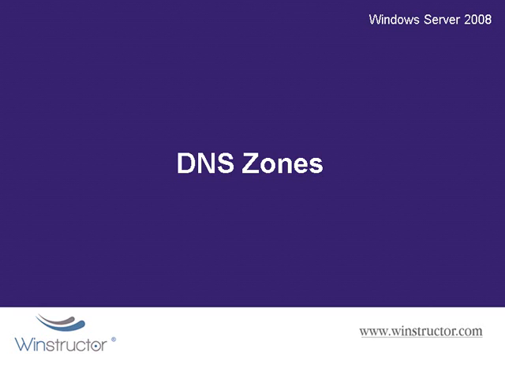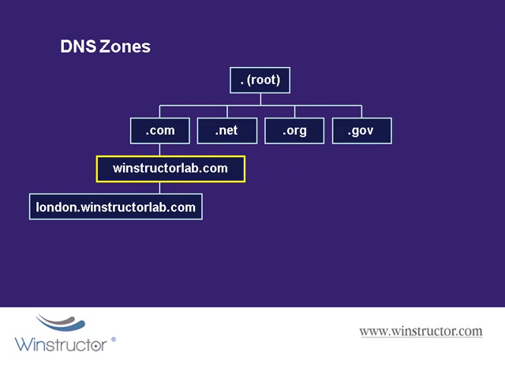DNS Zones. A DNS zone is a file on your DNS server that manages a portion of a domain namespace. When we consider a domain, for example, winstructorlab.com, the winstructorlab.com DNS server will be configured to hold the zone for winstructorlab.com. Now, if winstructorlab.com has a subdomain called london.winstructorlab.com, then this could also be managed by the winstructorlab.com zone.